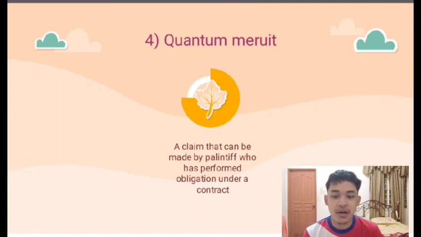Next, we have quantum meruit. This is last. It is a claim that can be made by a plaintiff who has performed an obligation under a contract and then chooses to rescind the contract after the defendant's breach. The court will order a value that is adequate.